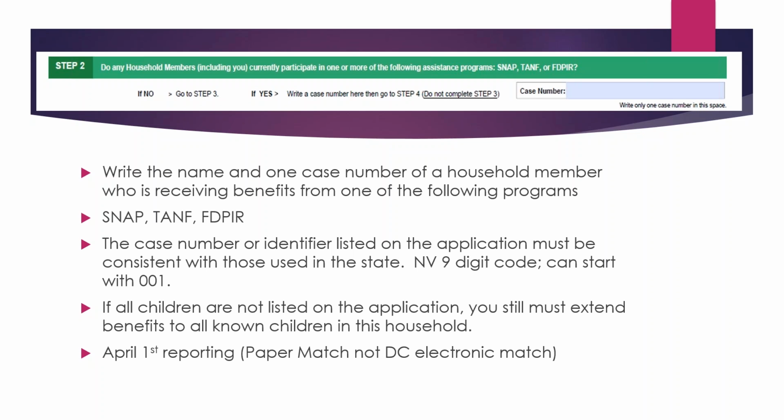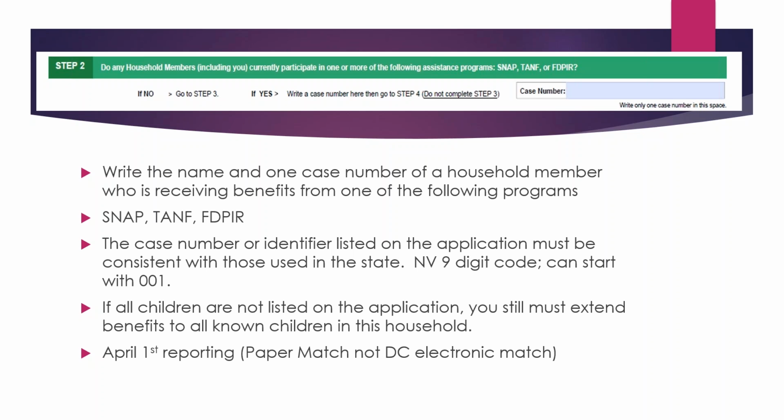In the box here is where they would list one case number. And that would be the case number of the household member who's receiving benefits from one of those programs. The case number or identifier listed on the application must be consistent with those used in the state. And in the state of Nevada, this is a 9-digit code. And keep in mind it can start with the numbers 001.